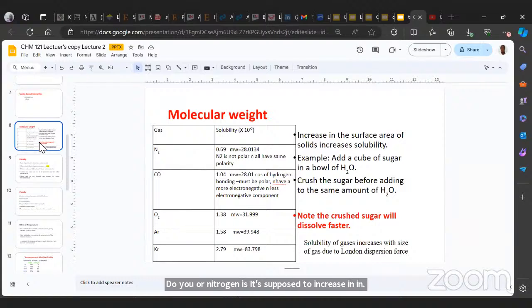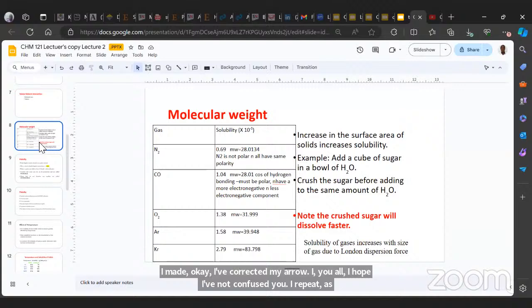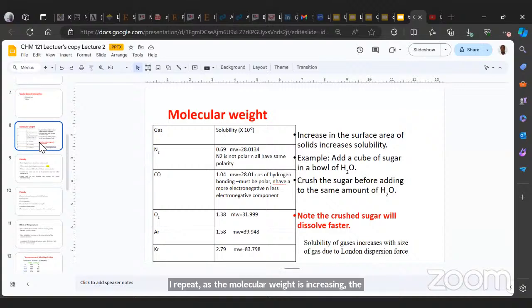Okay, I've corrected my error. I hope I've not confused you. I repeat, as the molecular weight is increasing, the solubility is increasing. But polarity might have a negative effect on the solubility in certain instances. Looking at this, even though CO is slightly heavier than nitrogen, and yes, here it's increasing, in some instances the solubility of CO might reduce because of the presence of polarity.